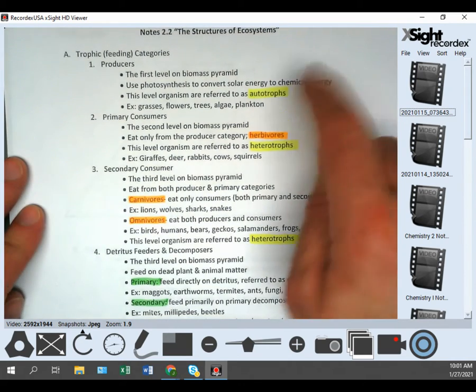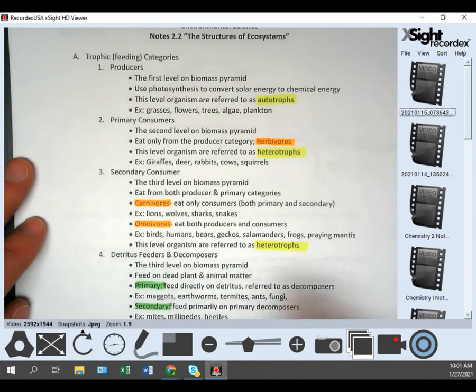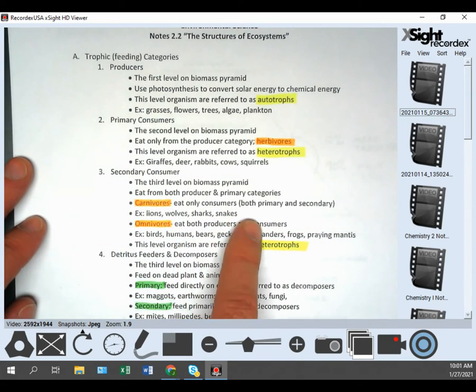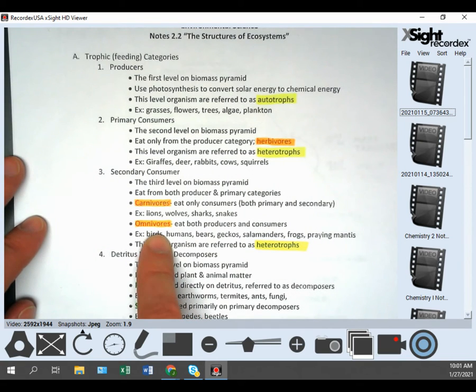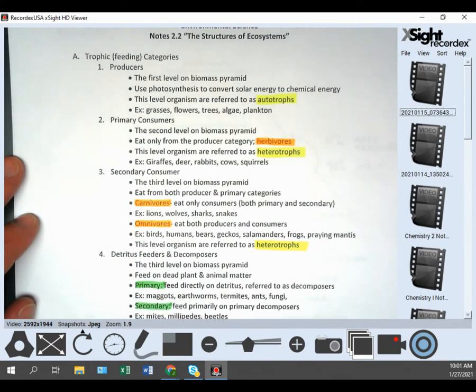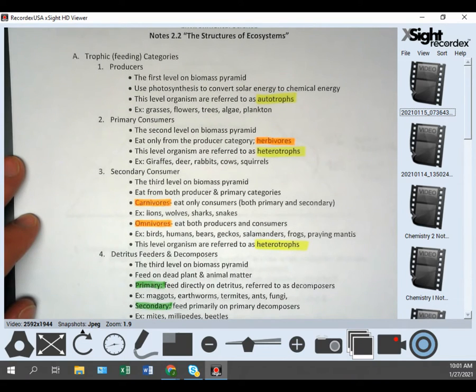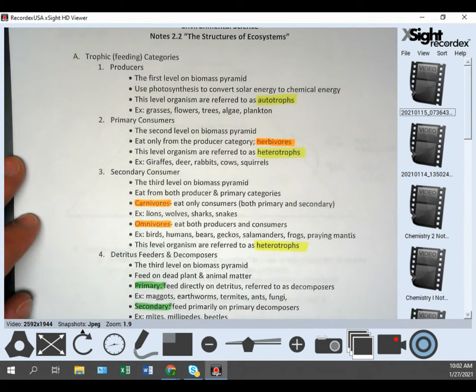Okay, primary consumers because herbivores, right? They eat only other consumers. Omnivores. Anybody want to take a guess what omni means? Omni means like all. They use it in religion, like omnipotent, which means all powerful, or omniscient, which means all knowing. So omni means all. So basically, they're all eaters. They eat both producers and consumers.